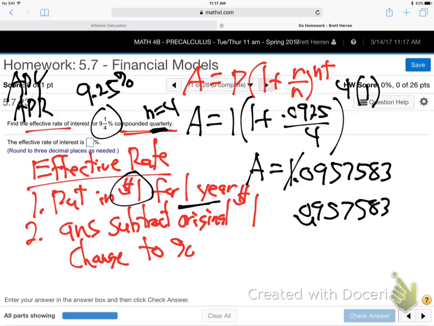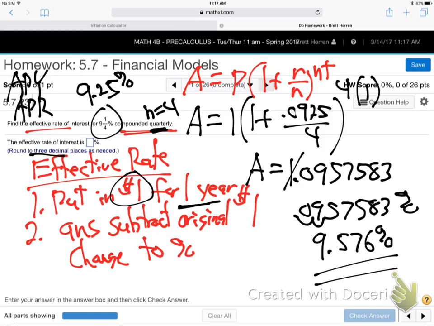0.0957583. Move the decimal 2 places to make it a percentage. So it's 9 point. And how many they want? 3. 9.576. Yeah. So 9.576%. That's the actual APY or APR or effective yield.